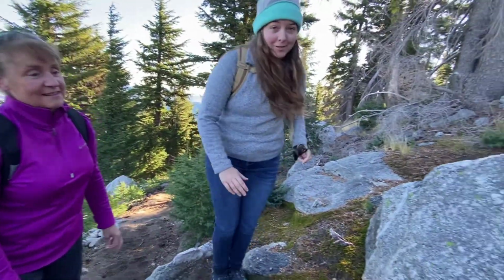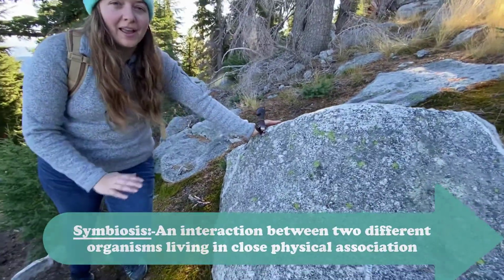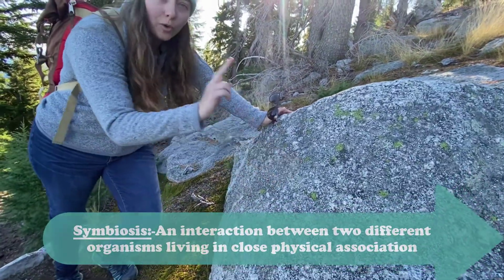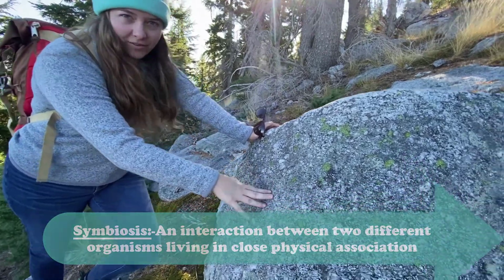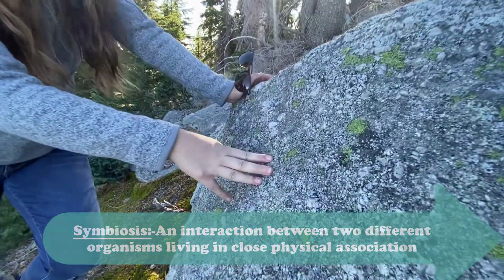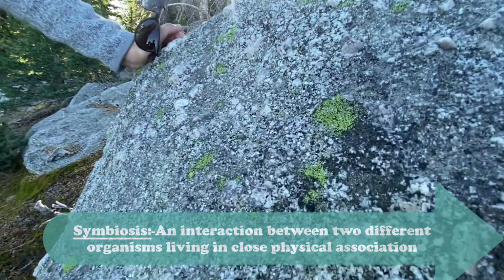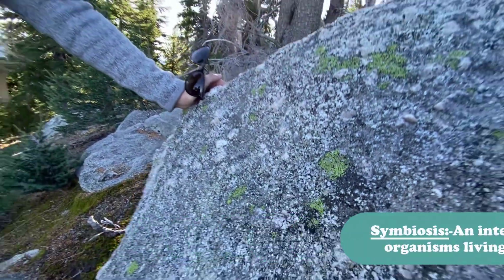Something else we've talked about with lichen is they're a symbiotic species, meaning that two organisms are interacting in a way that's mutualistic for the lichen. So there's a fungus and there's an algae, and the algae is going to undergo photosynthesis and provide energy for the fungi.